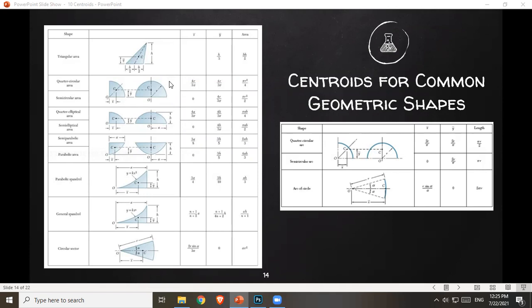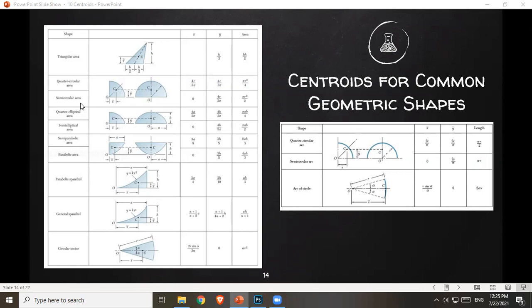I don't think you can see it, but I've uploaded this PDF. So you can take a closer look there. Okay, I'm just gonna go through all of these equations. Next, you have a quarter circle. Okay, x bar. So distance from the height. Okay, distance from this side is 4r over 3 pi. And then same thing, your y bar. So distance from the base of the centroid is 4r over 3 pi as well. And then the area of a quarter circle is just 1/4 pi r squared.